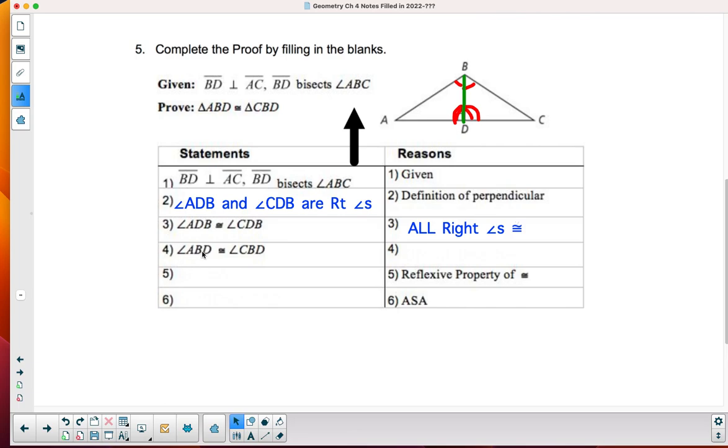Then I have angle ABD is congruent to angle CBD. Well, ABD and CBD are created by this angle bisector BD. Okay, so by angle bisector, definition of bisector. Now, BD, this green thing here, that's reflexive. It's in both triangles. It's a shared side in both triangles. So now I can talk about these two triangles being congruent by angle, side, angle. Okay, and we're good to go.